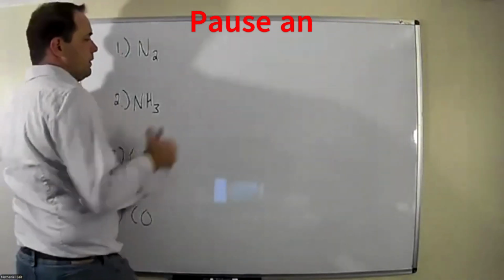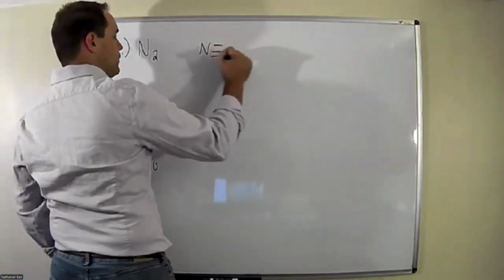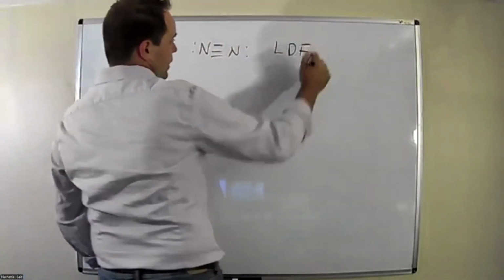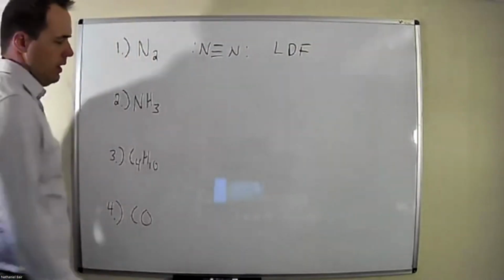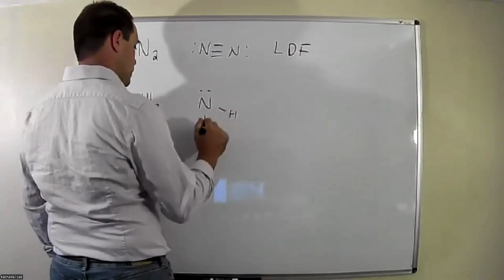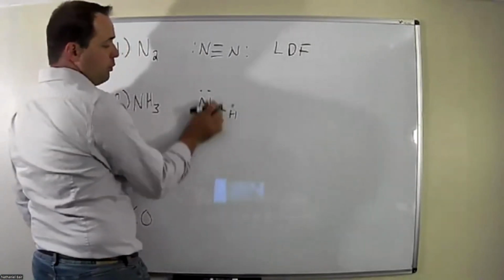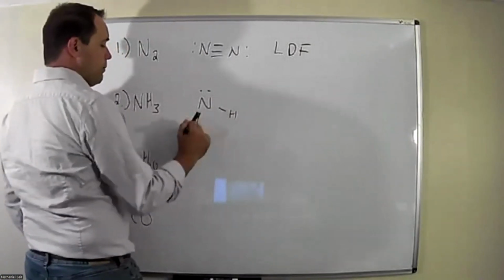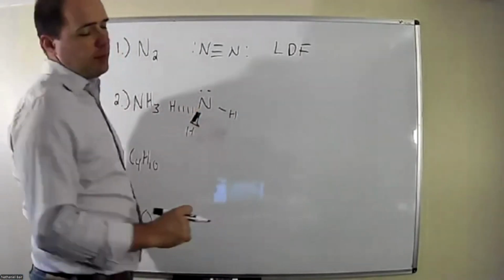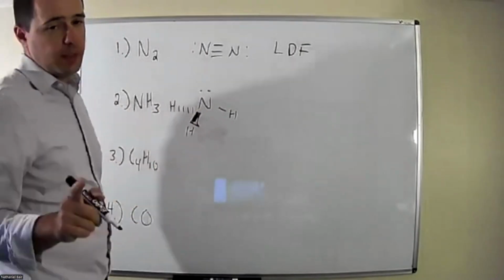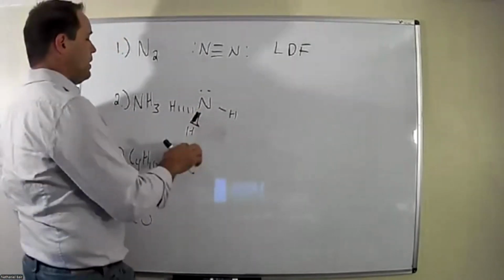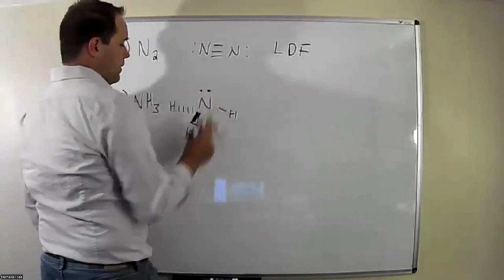N2, we got ourselves a nonpolar molecule, folks. That's going to be just LDF, London dispersion forces. NH3, we got ourselves a polar molecule, but it ain't just polar. That's actually a trigonal pyramid molecular geometry. If you're going on to organic chemistry, you need to know VSEPR, so memorize it. Anyway, we got NH3 here.